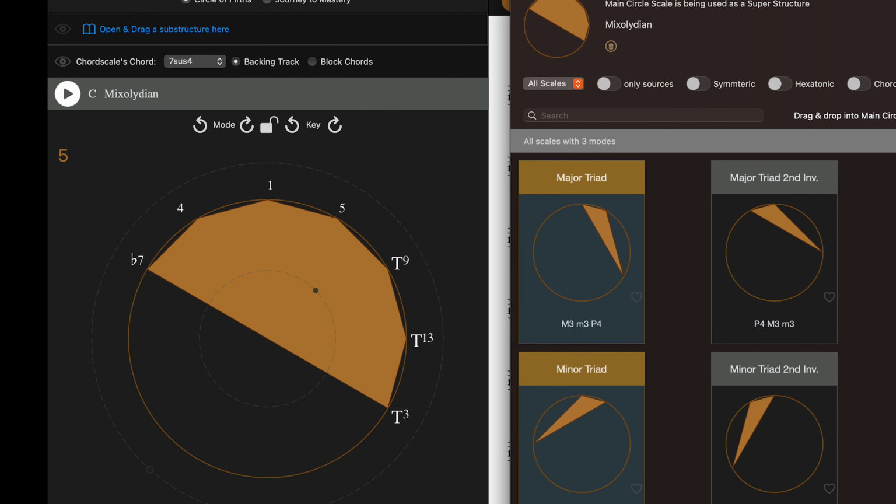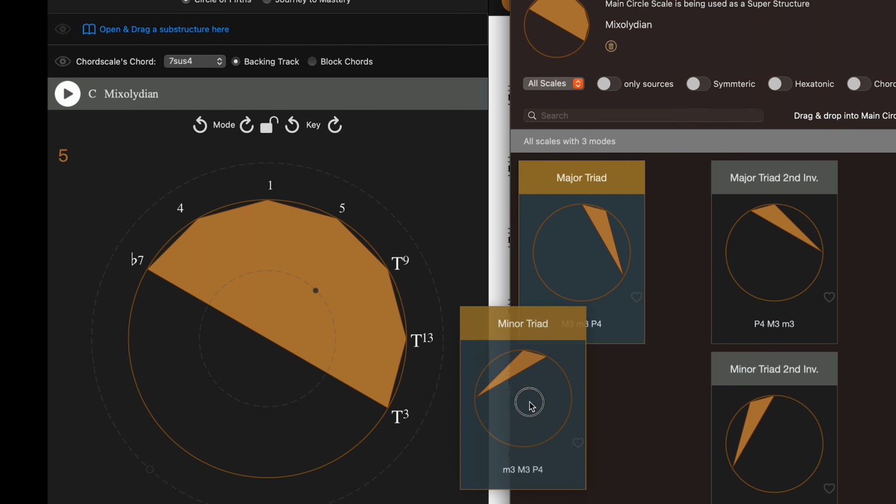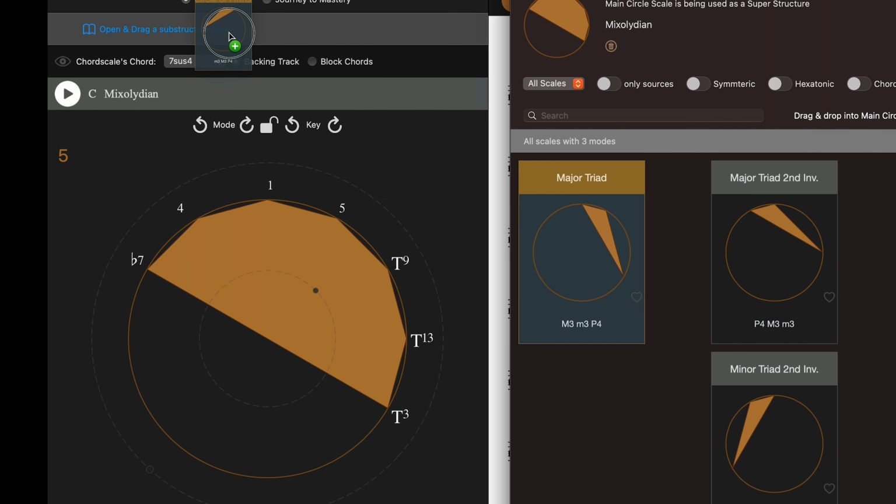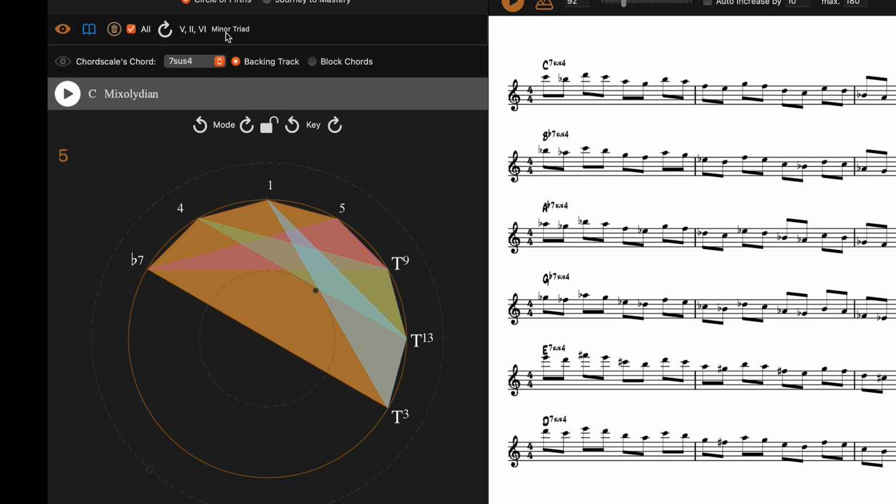The other really useful concept that you can explore with the graph is upper structures and substructures. Let's load Mixolydian. Now, let's drag a minor triad inside the substructures panel. You can see there are 3 minor triads that fit inside the scale. 1 on the 5th, 1 on the 2nd, and 1 on the 6th degree of Mixolydian. You can now use these substructures as upper structures.